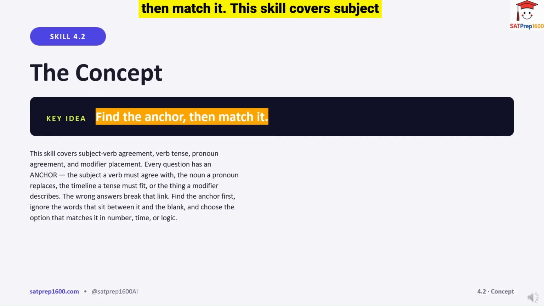This skill covers subject-verb agreement, verb tense, pronoun agreement, and modifier placement. Every question has an anchor. The subject or verb must agree with, the noun a pronoun replaces, the timeline a tense must fit, or the thing a modifier describes. The wrong answers break that link. Find the anchor first. Ignore the words that sit between it and the blank, and choose the option that matches in number, time, or logic.